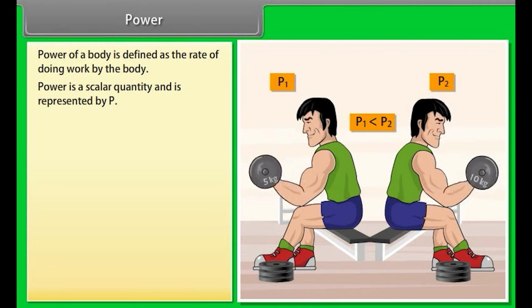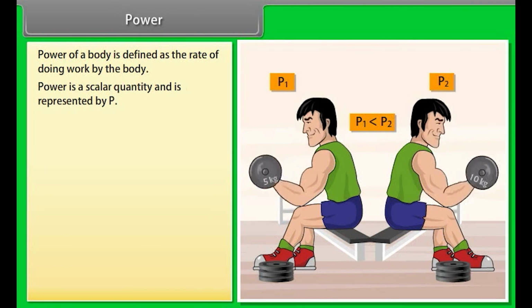Power of a body is given by P = W/t. Its SI unit is watt. Other commonly used units of power are kilowatt and horsepower. 1 horsepower is equal to 746 watts. Instantaneous power. It is defined as the average power in a very short interval of time at a particular instant.